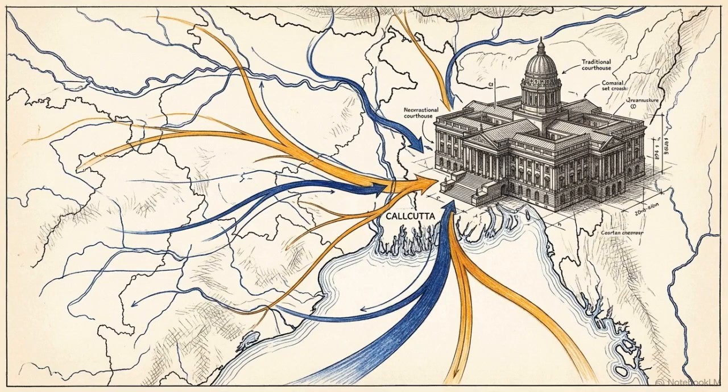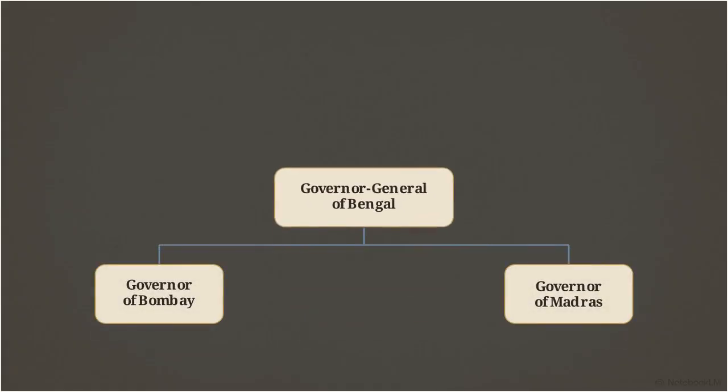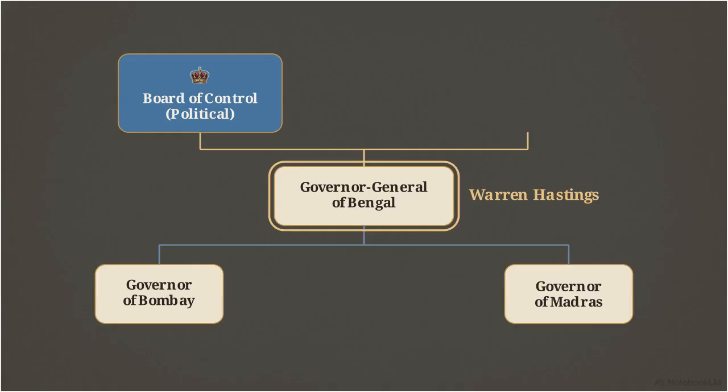We begin at the letter R, 1773. Faced with systemic company corruption, Parliament passed the Regulating Act. This established the first step towards central administration and created a Supreme Court in Calcutta. The act restructured the hierarchy, elevating the Governor of Bengal over the presidencies of Bombay and Madras. Warren Hastings became the first to hold this new title, Governor-General of Bengal.